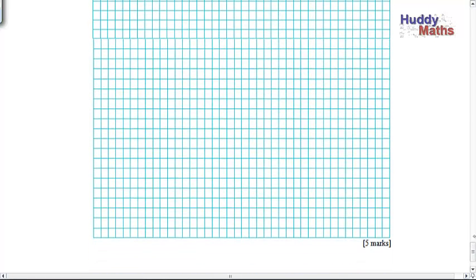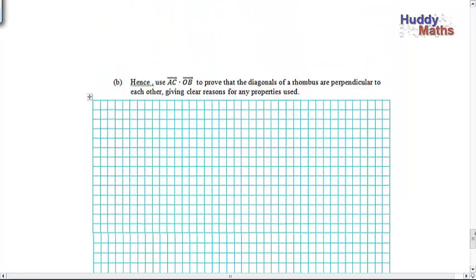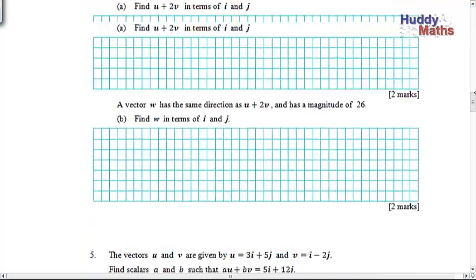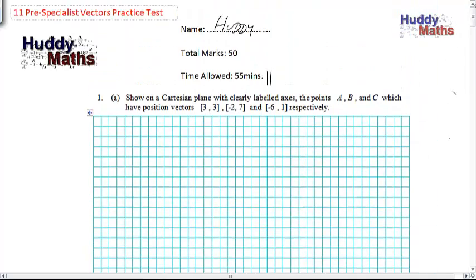Okay, so there's the paper. Now, I hope you had a go, and I'll give you the answers now. So let's go right back to the beginning, and let's see how to do it. Show on a Cartesian plane with clearly labelled axes the points A, B and C.